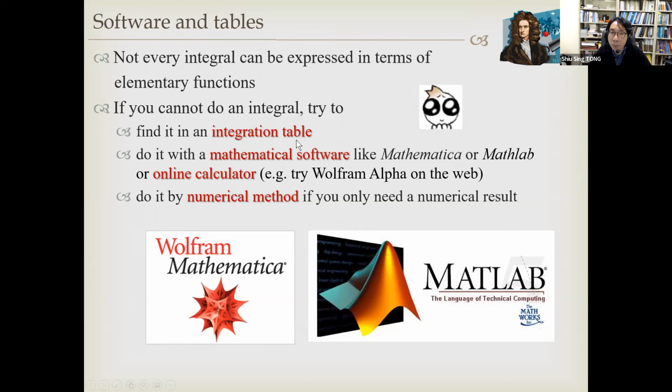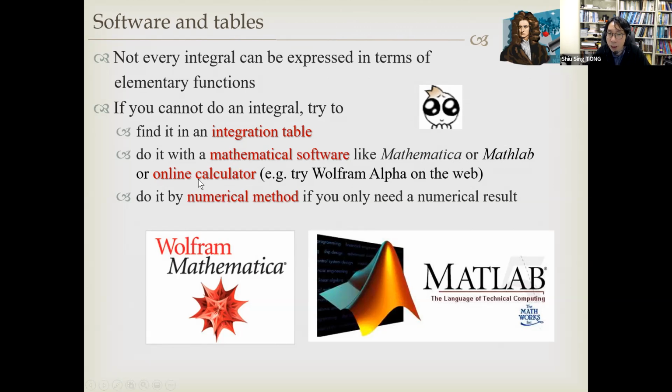If you cannot do an integral, then you may find it in an integration table. In the old days, there was in the library a big book containing all known integrals, and that's called an integration table. Nowadays, we no longer rely on the integration table because we have the internet, and we have software like Mathematica or MATLAB that allows you to find the integration. And even nowadays, some sophisticated electronic calculators may have a function for you to find the integral.